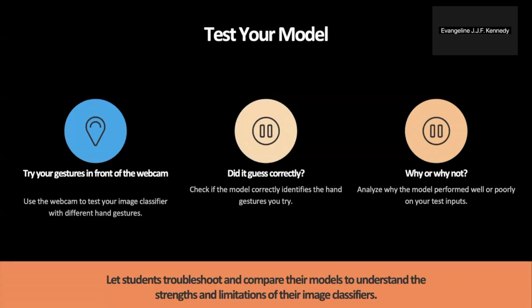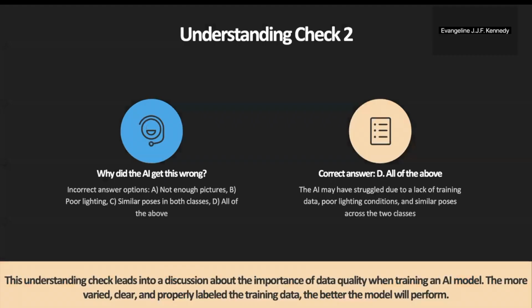Go ahead and continue testing your model. Feel free to pause and read the slide so you can answer the questions as you go along. We're going to do a quick understanding check. We're going to assume the AI got something wrong. If the AI guessed incorrectly, it's usually a data problem, not an algorithm problem.